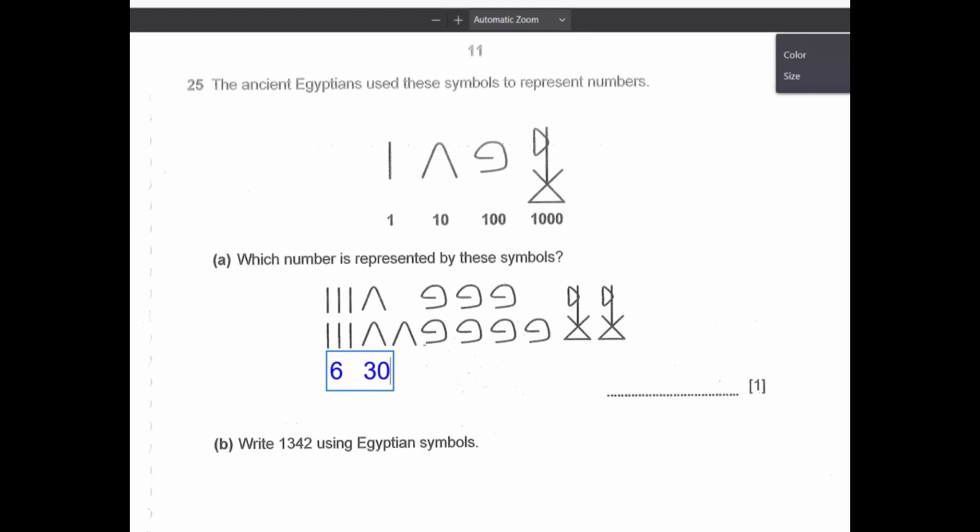So this is 36. Yes, and this is how many thousand? This is 700. And this is 2,000. So when you would like to write all of it as one number, it is going to be 2,736. That is the number.